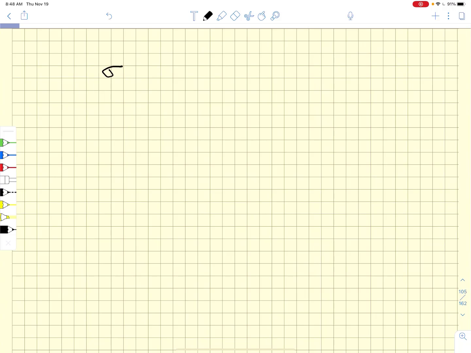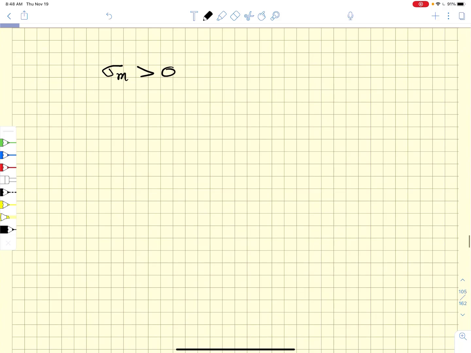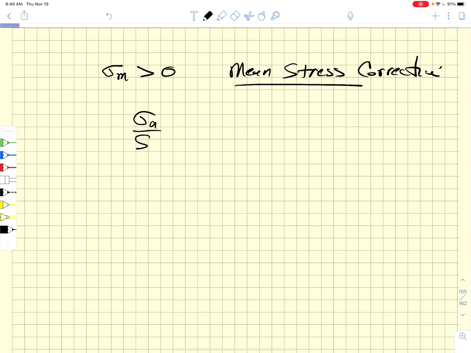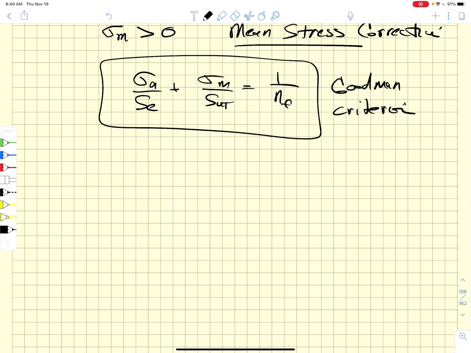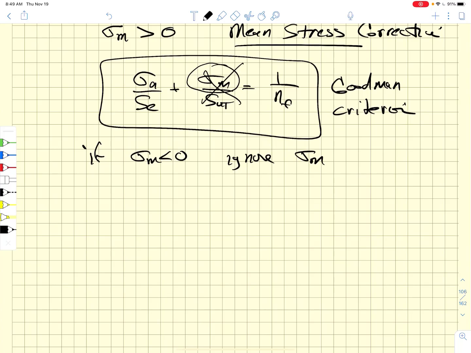There is another point that I want to raise here, and that is we are using mean stress corrections for mean stresses greater than 0. We use a mean stress correction. We know that as you increase the tensile mean stress, then the allowable fatigue amplitude must drop. In fact, we said that your stress amplitude divided by your endurance limit plus your mean stress divided by your ultimate tensile strength is equal to 1 over the fatigue factor of safety. That is the Goodman criterion. Well, if your mean stress is less than 0, then you are simply going to be ignoring this term. If sigma m is less than 0, ignore sigma m. Just let it be equal to 0.